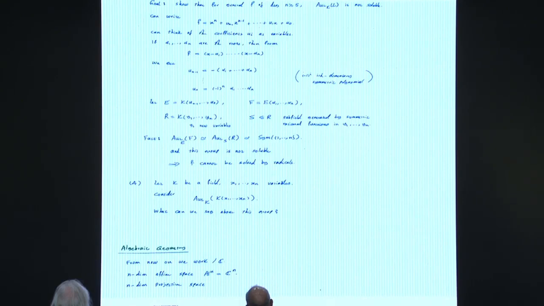Okay, and now the goal would be to show that if you have f of degree at least 5, then the roots of this f cannot be written down in terms of radicals, which will follow if we show that this automorphism group, this Galois group, is not solvable.